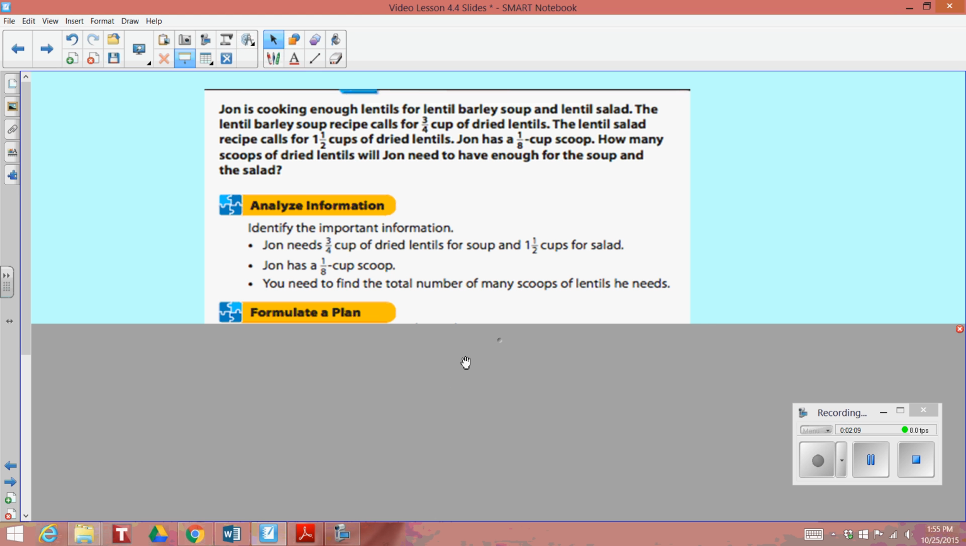So as you saw in class, when we analyze this information, we can always rewrite the information or underline the information that is needed. He needs 3/4 cups of dried lentil for the soup and 1.5 cups for the salad. He has a 1/8 cup scooper, and we need to find the total number of scoops of lentils he needs. So that's the important information.